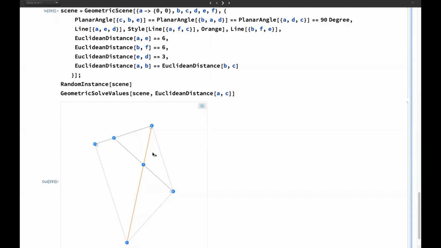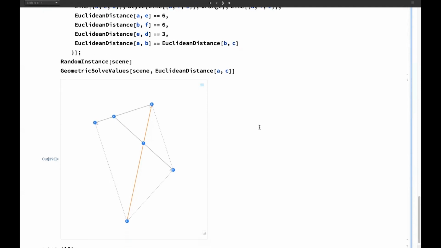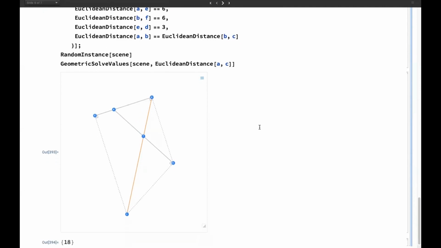So we've got AB and BC the same distance, and we are looking for the distance between A and C, so the length of this orange line. So again, see if you can work it out on your own and get the answer, which is 18.